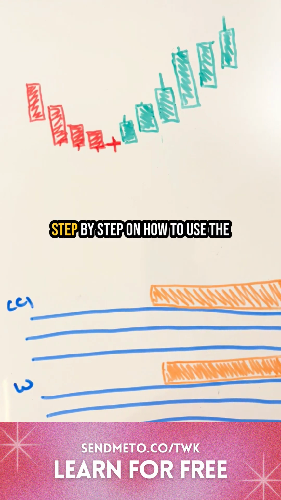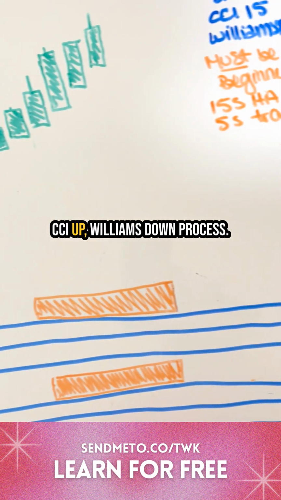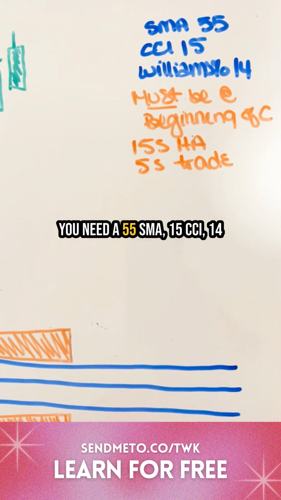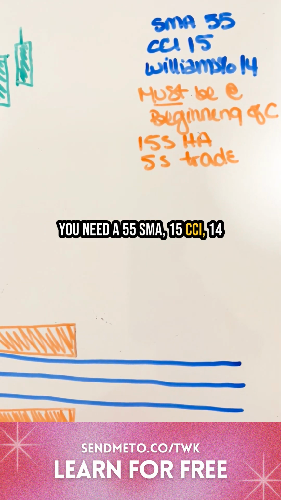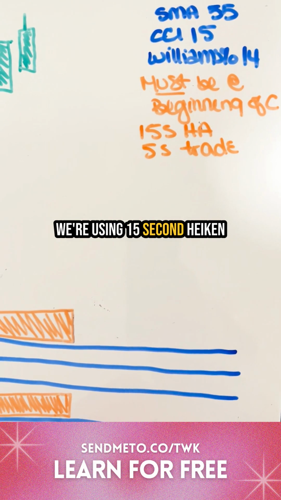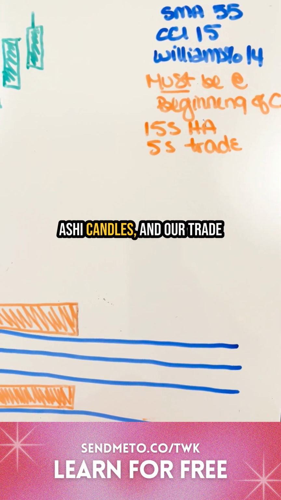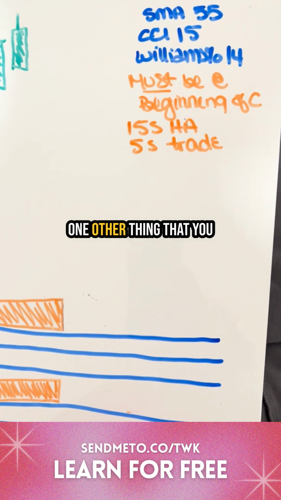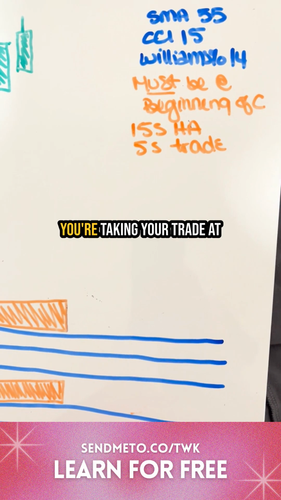I'm gonna walk you through step by step on how to use the CCI up, Williams down process. You need a 55 SMA, 15 CCI, 14 Williams percentage, and we're using 15-second Heikin-Ashi candles, and our trade expiration is 5 seconds.